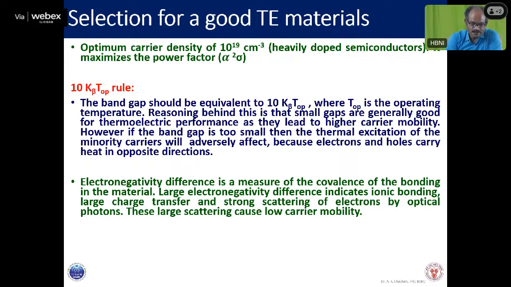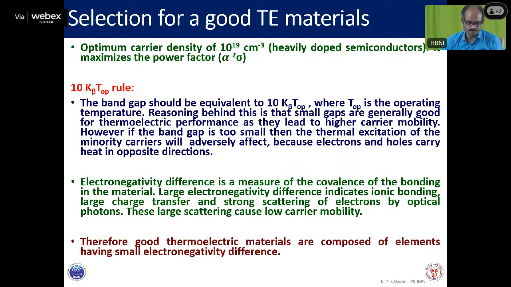Another thing is the electronegativity difference, which is a measure of the covalence of the bonding in the material. A large electronegativity difference indicates ionic bonding, large charge transfer, and strong scattering of electrons by optical phonons. This large scattering causes low carrier mobility. Therefore, good thermoelectric materials are composed of elements having a small electronegativity difference.